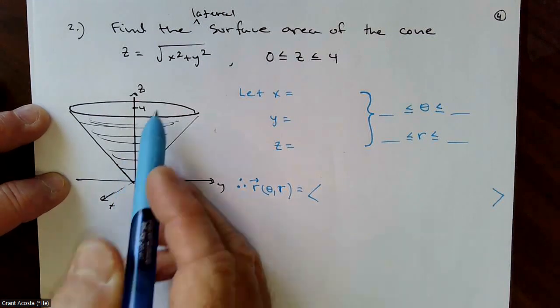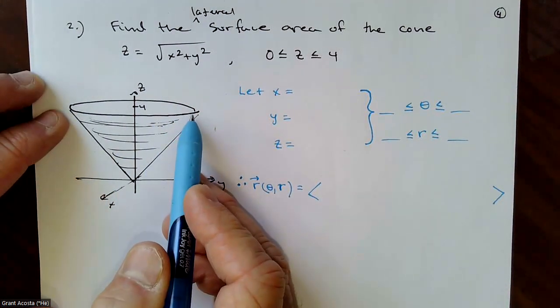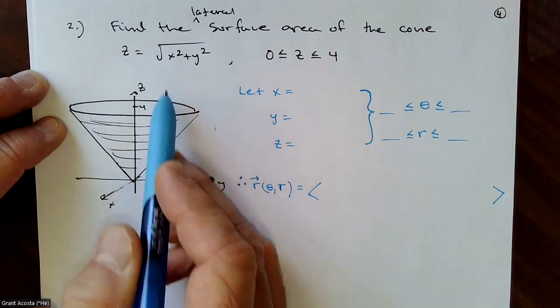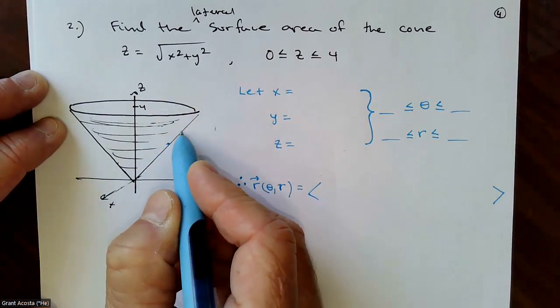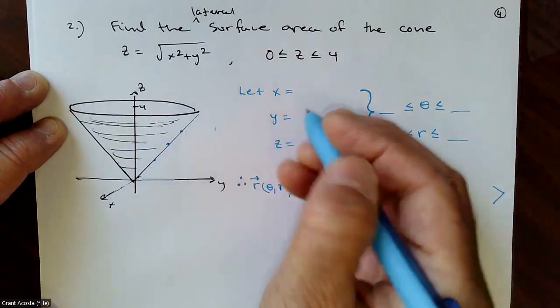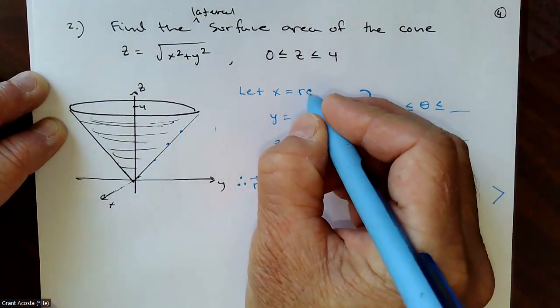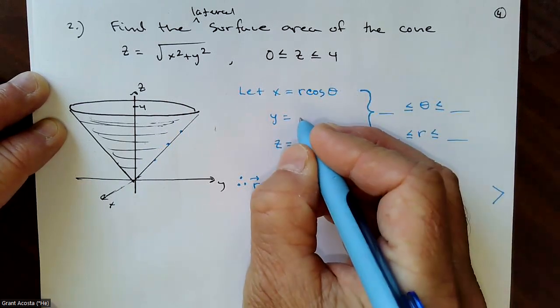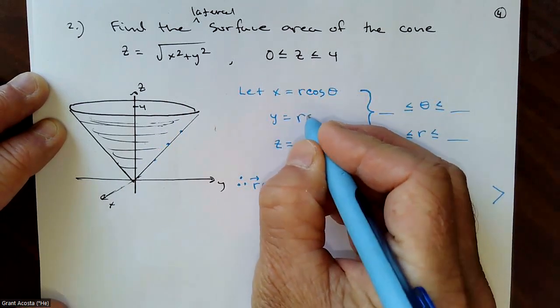And this time now, for the cylinder, the radius was always the same. It was always 1 unit away. But any point on this surface here is a certain radius away. And so recall in polar coordinates, x is always r cosine theta, so r is not constant. y is r sine theta.